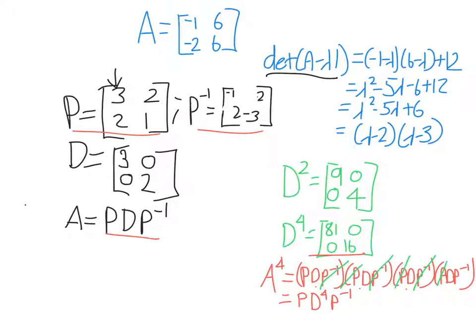This is much easier than multiplying A by itself 4 times, because raising a diagonal matrix to a power is easy. So to calculate A to the power of 4, I just need to multiply this matrix by this one and then by this one, and I get this matrix here. But it's so much less effort to perform this calculation if the matrix has been diagonalized.